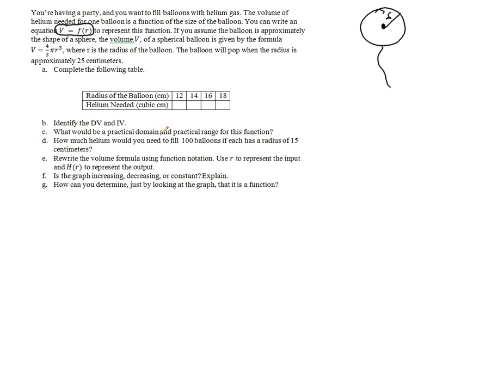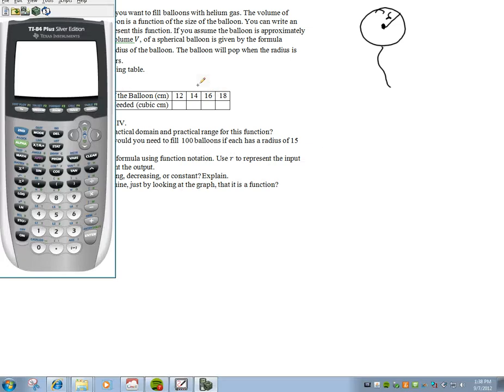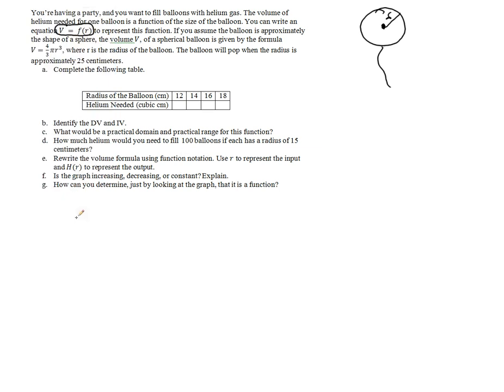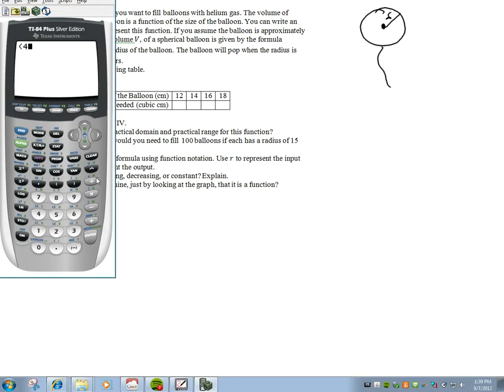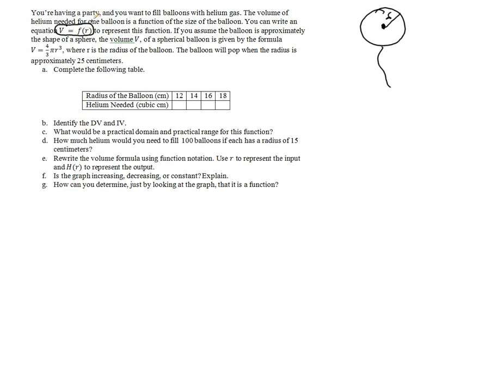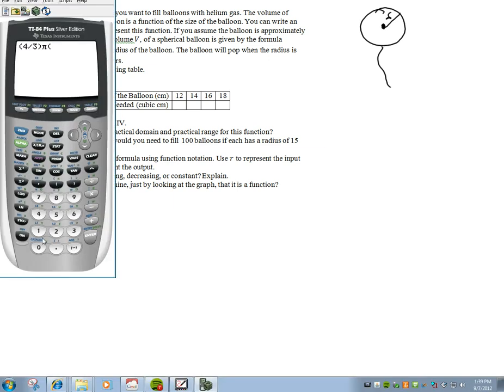Balloon will pop when the radius is approximately 25 centimeters. So we want to know the amount of helium needed, the amount of volume that will be taken up, for different radii of the balloon. If we do this for 12, that means we need to do 4/3. So in parentheses, I'll do 4 divided by 3 times pi, second the caret button, the exponent button, and then now we can put in our radius. So if it's 12, we'll put in 12, raise it to the third power, and that tells us the amount of volume needed for a 12 centimeter balloon.